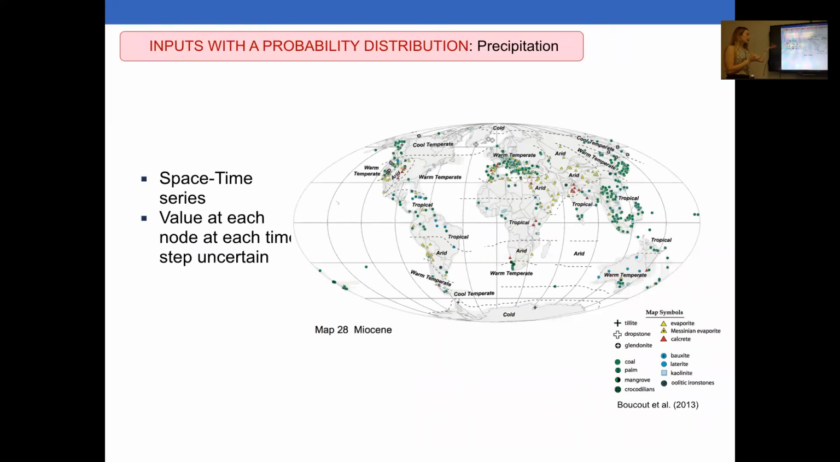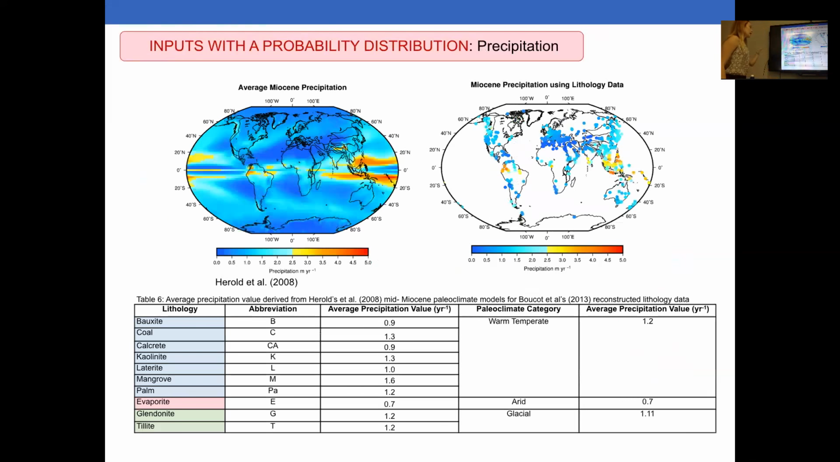We have an example here of reconstructed lithology data, whereby we use the logic that lithologies such as coal or mangroves represented areas where precipitation exceeded evaporation, whilst lithologies such as evaporites indicated the converse. Using those data points, we then extracted the precipitation values from an existing model by Herold et al. 2008, and calculated precipitation averages for each of these lithologies. Coal, for example, is 1.2 millimetres per year. And then where and when that lithology dominated, that average value was used.